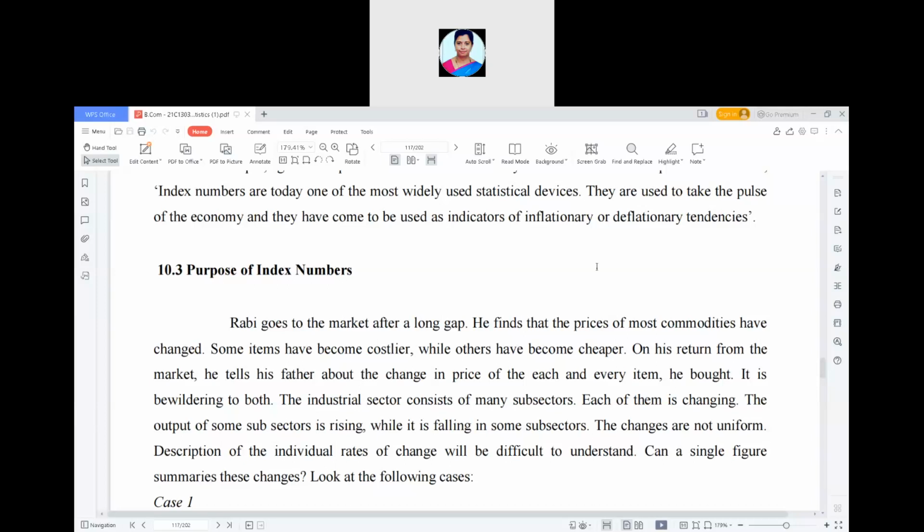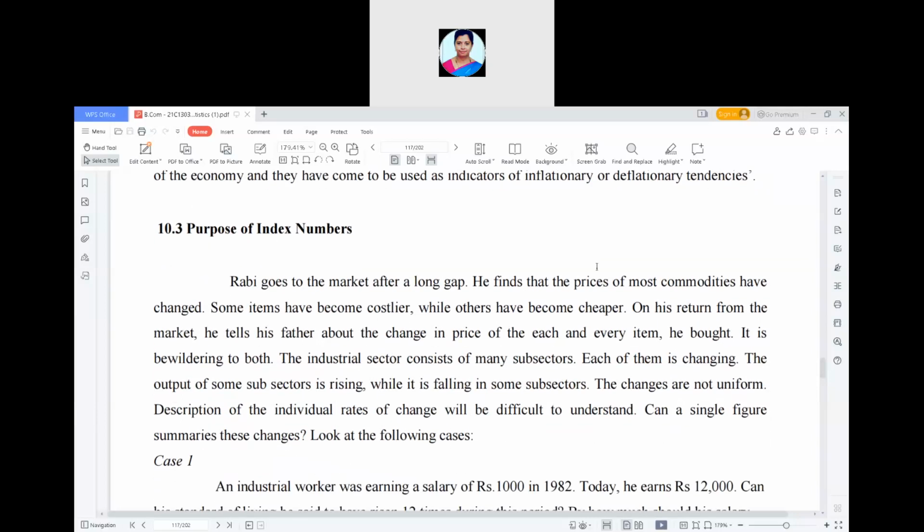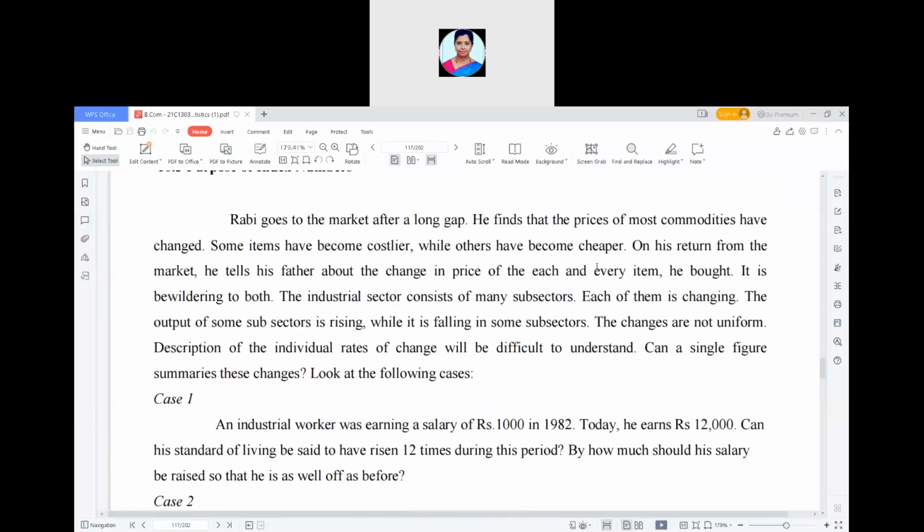So the industrial sector consists of many subsectors. Also, each of them is changing. The output of some subsectors is rising while it is falling in some subsectors. The changes are not uniform. The description of the individual rate of change will be difficult to understand. So, can a single figure summarize these changes? So, we are looking into the following cases.